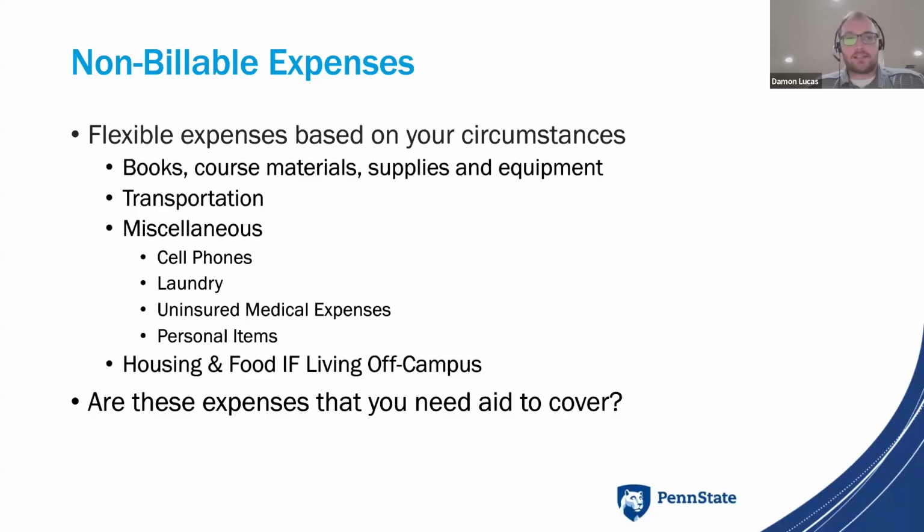And are these expenses that you need aid to cover? So realistically, when we put this down, it is all in your cost of attendance. So that is an overarching number, and that is your total ability to borrow. Say if you're living off campus and you want to use a loan to cover your off-campus housing, that's where this comes from. It's a non-billable expense, so you're able to borrow a loan out for that off-campus housing.